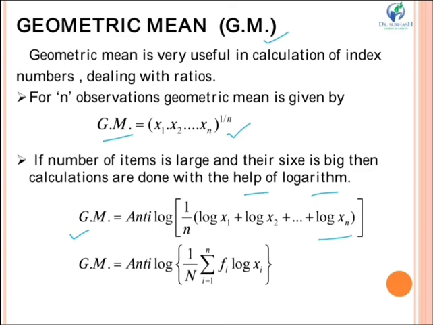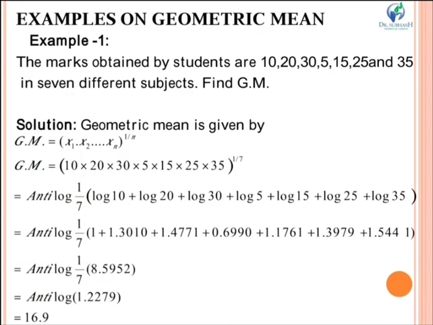Or you can say GM equals antilog of 1 upon n sigma fi into log xi. Okay. Let us see some examples on geometric mean. First example is, the marks obtained by students are 10, 20, 35, 15, 25 and 35 in 7 different subjects. We have to find the geometric mean.